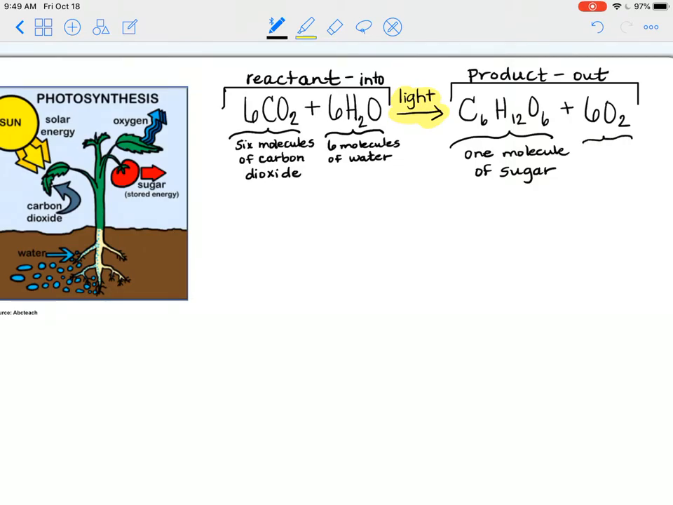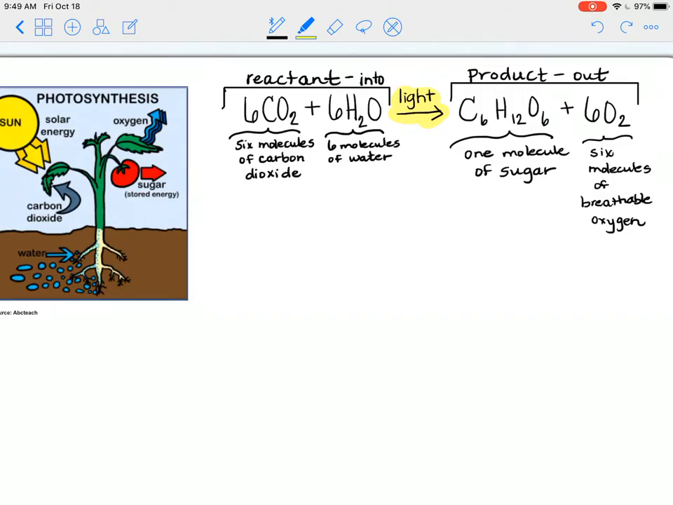But what else is being released here? 6 molecules of O2, which is breathable oxygen. This is the oxygen that you and I need every time we take a breath. So do you see that release? Where is it coming from? It's being released from the leaves of that plant. That's why plants are so important to our lives, because they help to put that oxygen out into the world that we need to breathe.